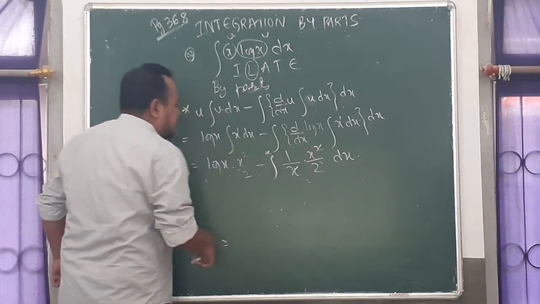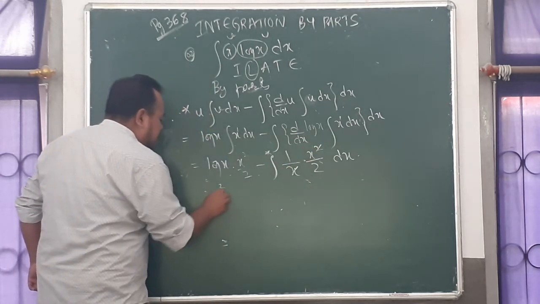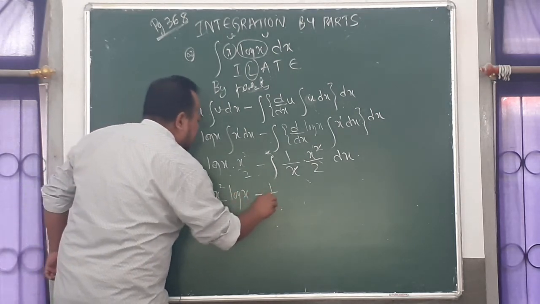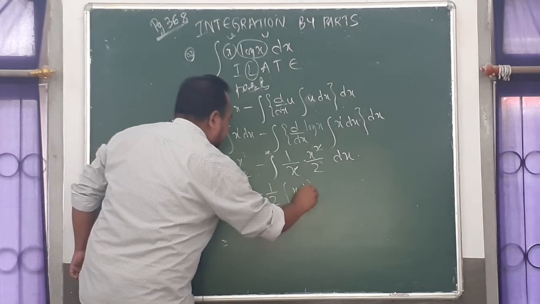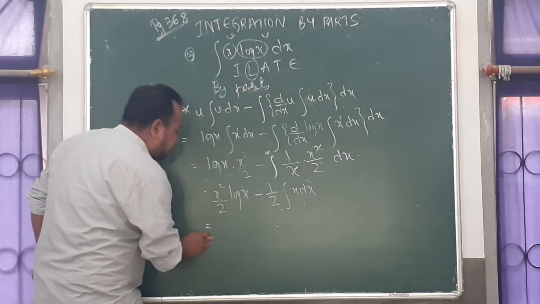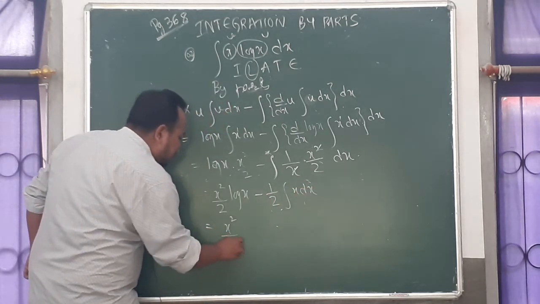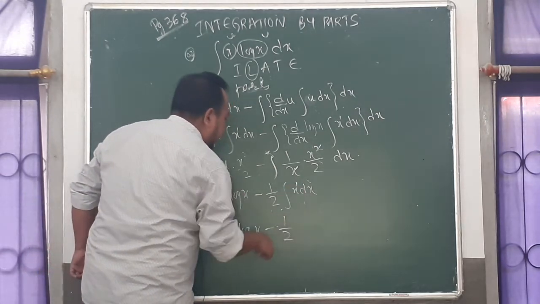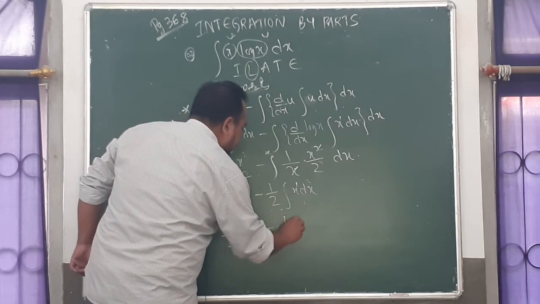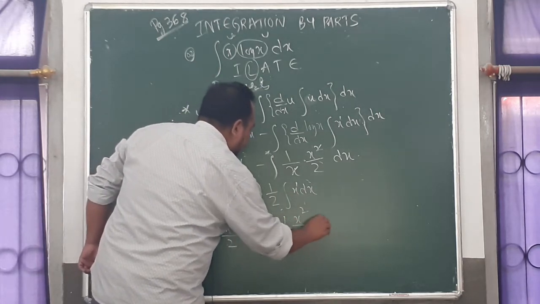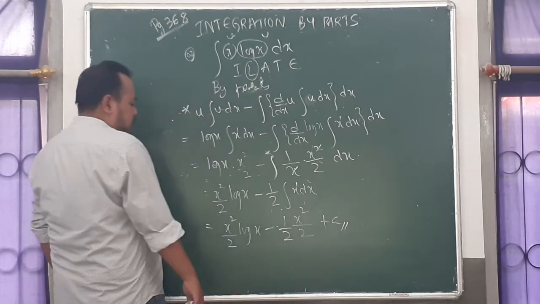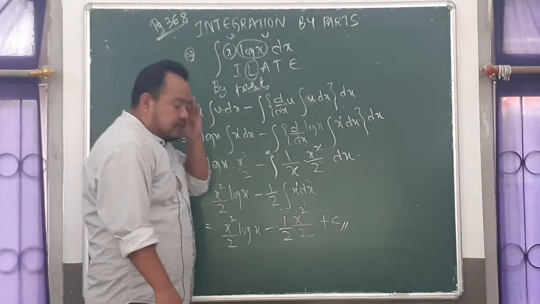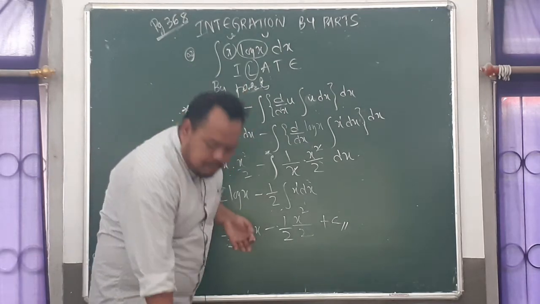So x and x get cancelled. So your final answer is x square by 2 log x minus 1 by 2 integration of x dx. So your answer is x square by 2 log x minus 1 by 2 integration of x to the power 1. So this becomes x square by 2 plus c.